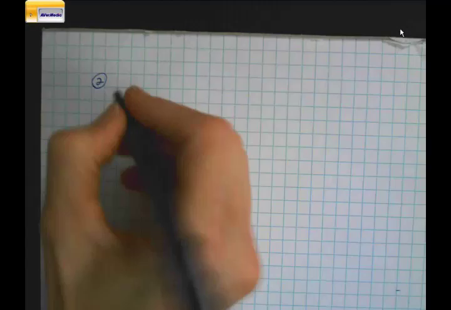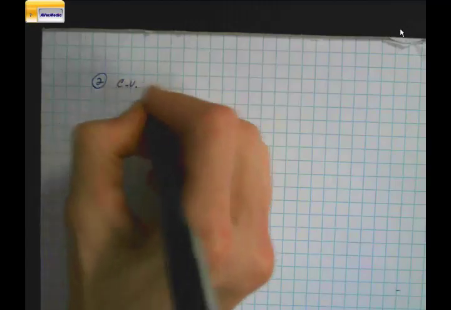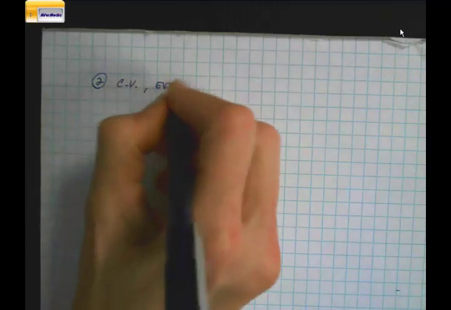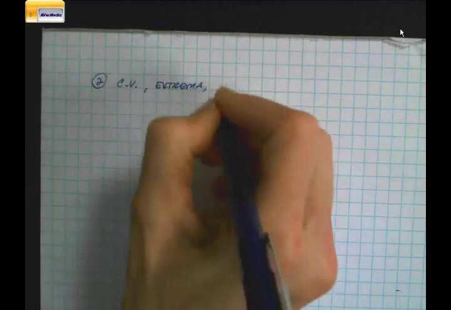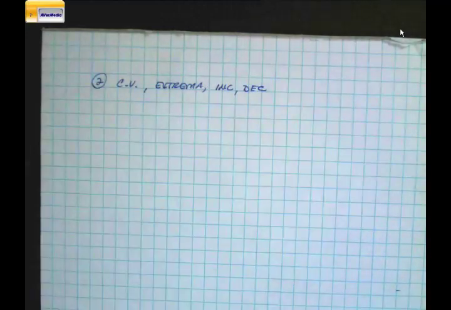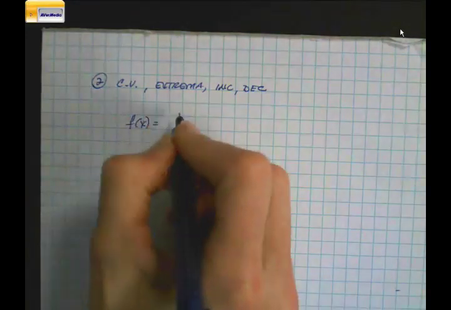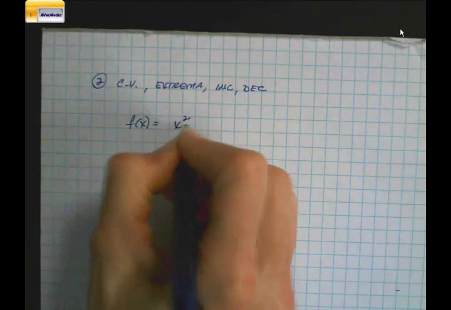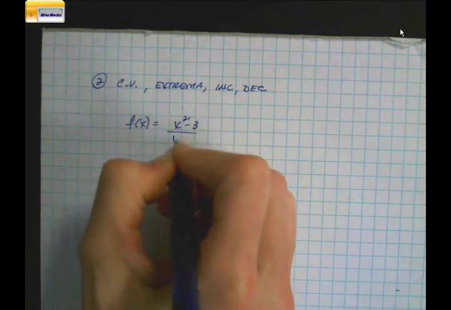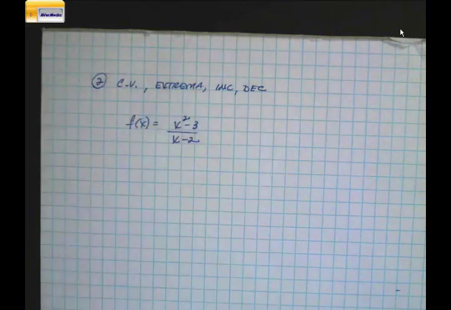Okay, so really it's the same kind of question. I want to know critical values. I want to know extrema. I want to know where it's increasing and decreasing. These standard questions. Answer all of it. And here's what the function looks like. This one is x squared minus 3 over x minus 2.